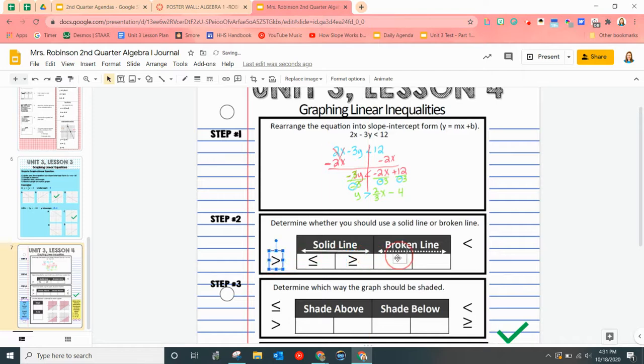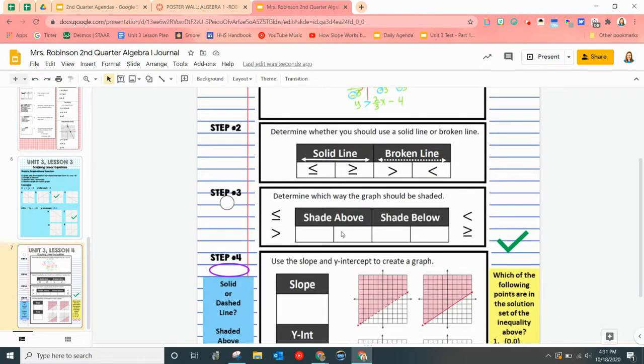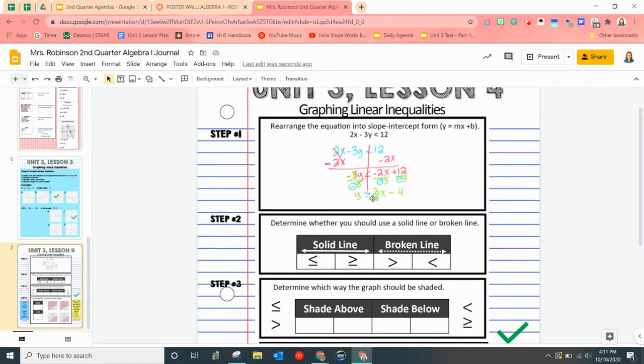But if it's a broken line, remember your line won't have the line under it. So I like to think if I see a solid line under my symbol, I have a solid line. If I have a broken line, no line under my symbol, it's going to be a broken line. Okay, so now we need to look and see what our symbol is. Well, we have greater than, no line. So I know I am looking for a graph that's going to have a broken line.